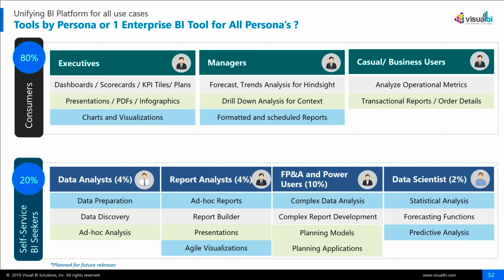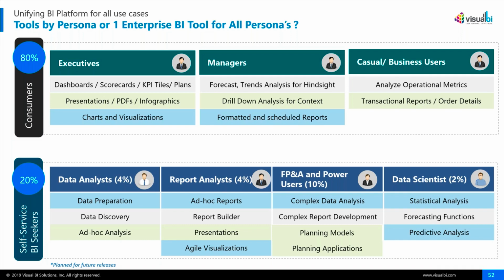One of the things that I made a small tweak compared to our presentations is, we always know 80% of your users are mere consumers of your analytics. They don't go spend time creating reports or manipulating data. But then you have 20% that are your data analysts, your report analysts, your FP&A. They deal a lot with planning and planning applications and complex reports. And then usually they are your power users as well. And then you have your data scientists that do advanced analytics. So this is your spectrum of self-service BI seekers.